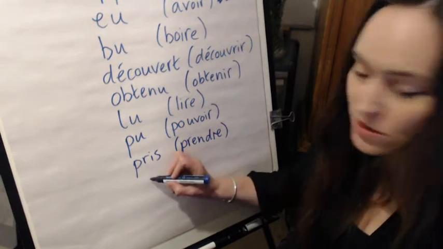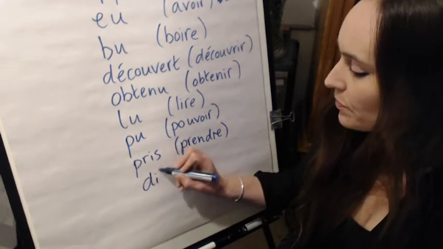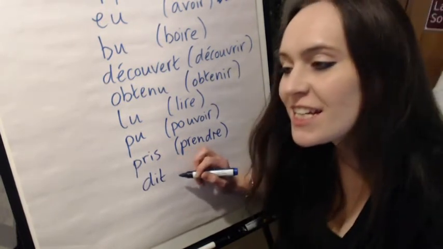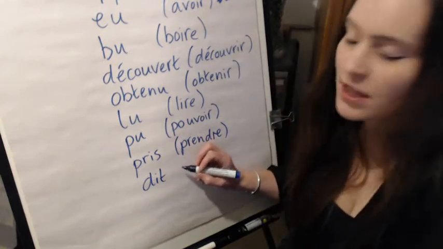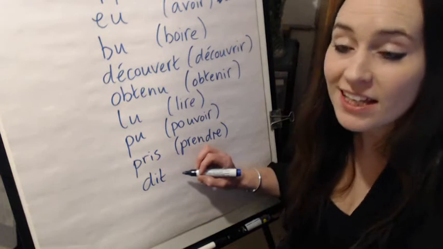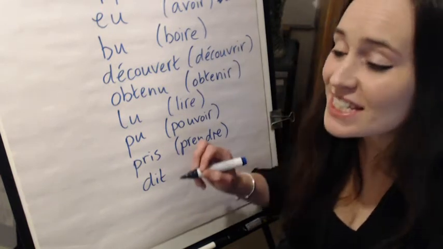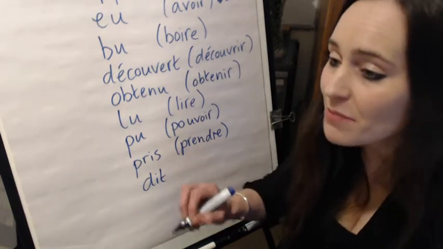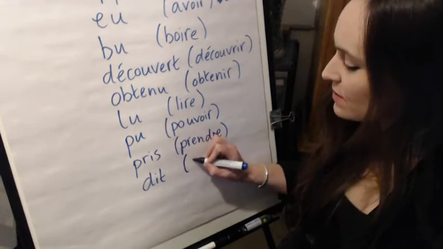Okay, this next one's so important and very common. J'ai dit. Qu'est-ce que tu as dit? Je n'ai rien dit. J'ai dit blah blah blah. So dit is from dire.